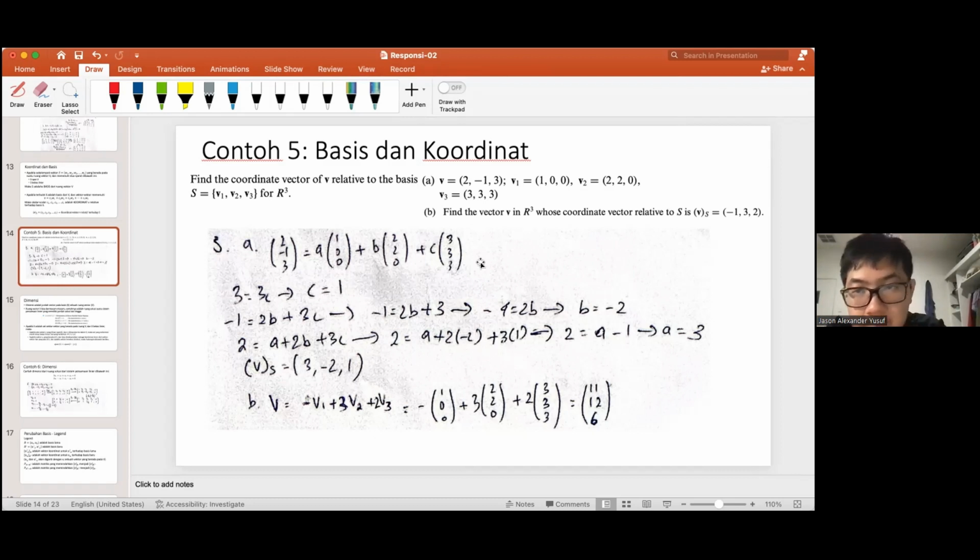And the second one, let's say VS is given already, and we are asked to find V. All you have to do is just apply the VS to V1, V2, and V3, like so, and we will get V. Okay.